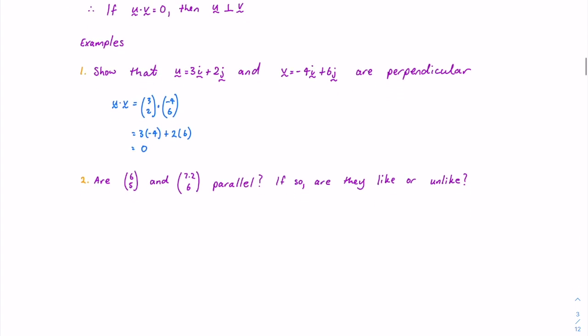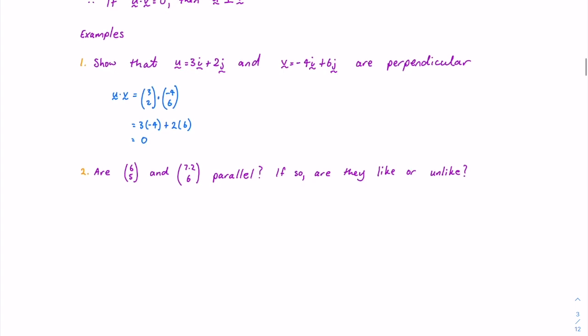In question 2, we're just asked if these two vectors are parallel, and if so, are they like or unlike? So is the direction the same or the opposite? So we find the dot product. So 6 times 7.2 plus 5 times 6, which equals 73.2. Now, do notice too that when I do a dot, I always put it up a little bit higher, whereas here this decimal point is down low. So that is 5 times 6 there, and 73.2.